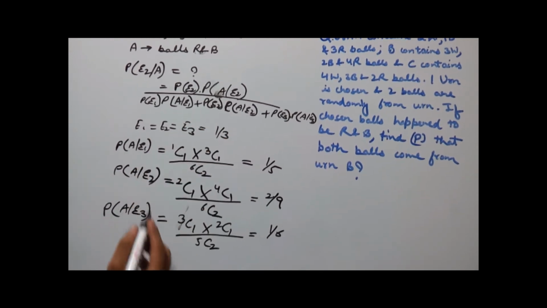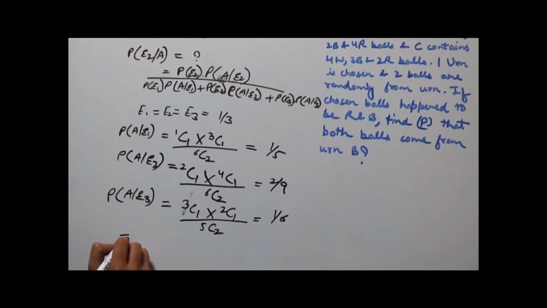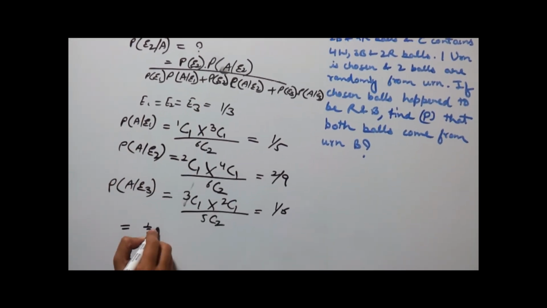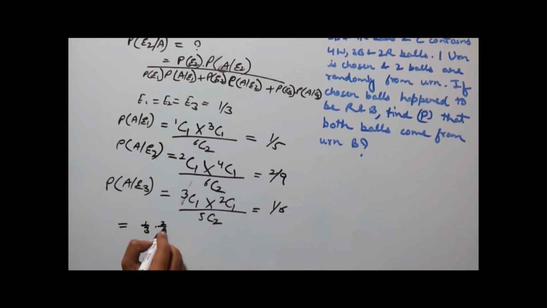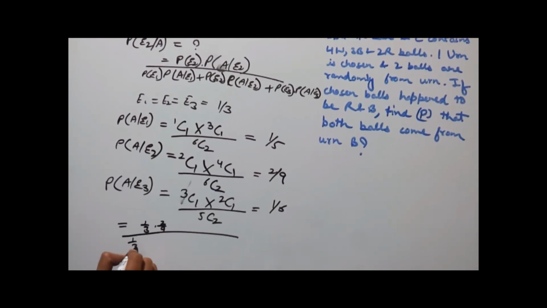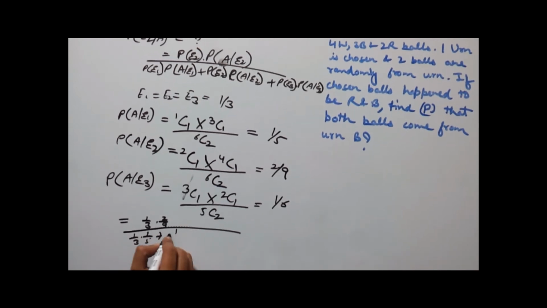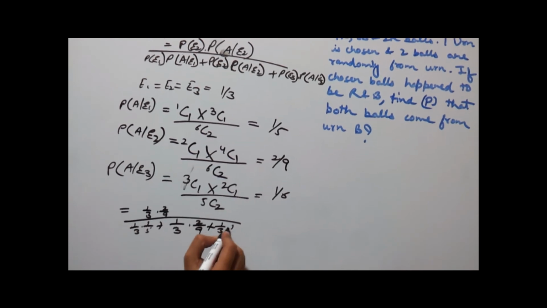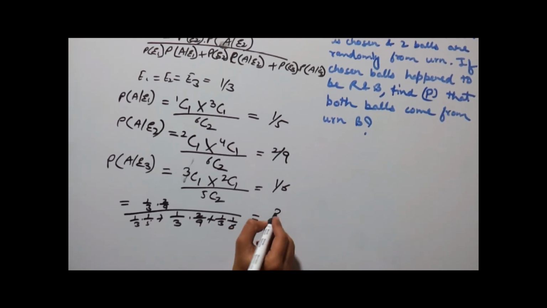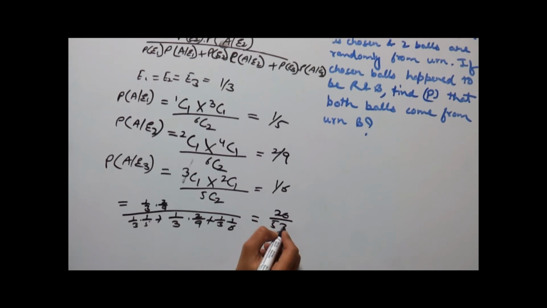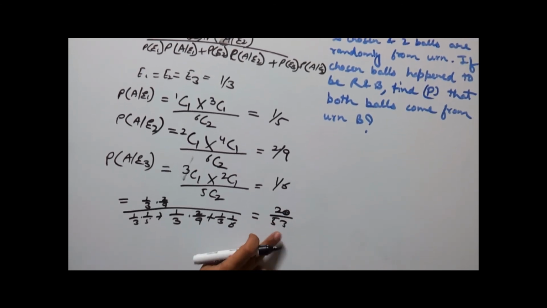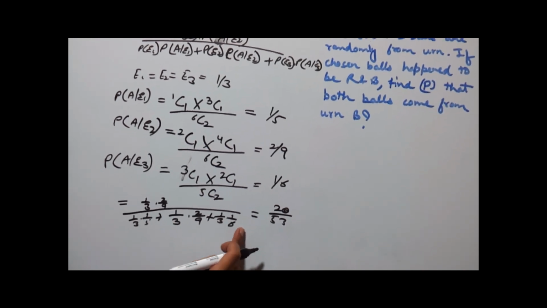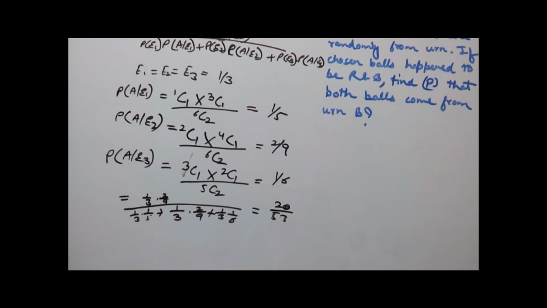Putting these values in the formula will give us probability of E2 is 1 by 3 into 2 by 9, divided by 1 by 3 into 1 by 5, plus 1 by 3 into 2 by 9, plus 1 by 3 into 1 by 6, which is equal to 20 by 53. I have solved this equation earlier. You need to solve this mathematical calculation to get this answer. Let's move to another example.